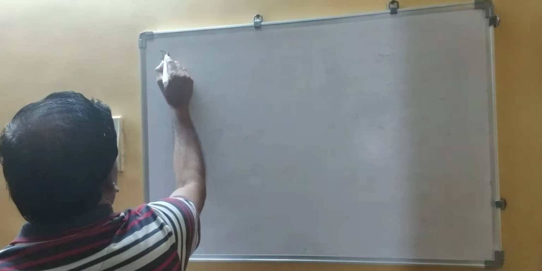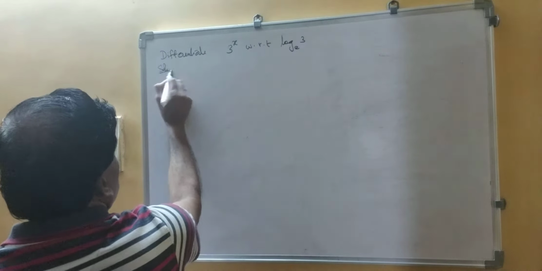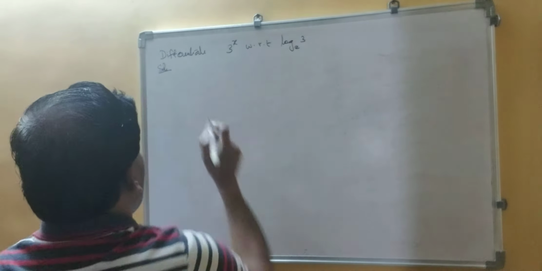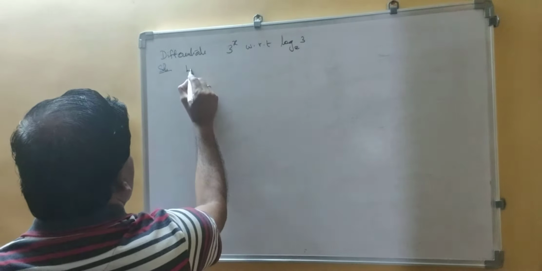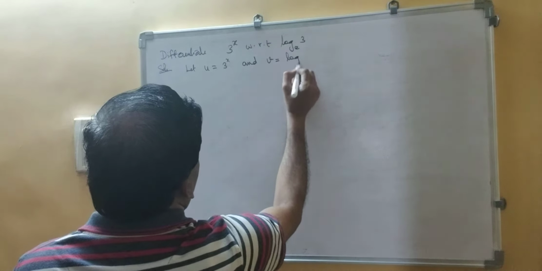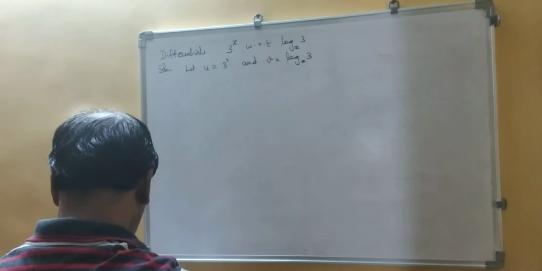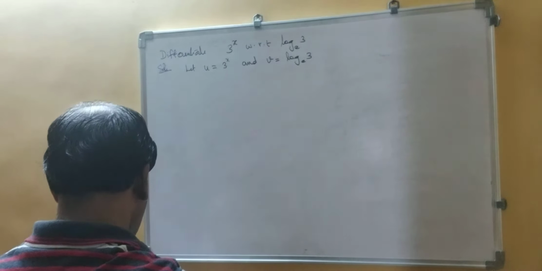Differentiate 3 to the power x with respect to log 3 base x. Okay. Now here also two functions are given. Now let u equal to 3 to the power x and v equal to log 3 base x. Okay. This is x.